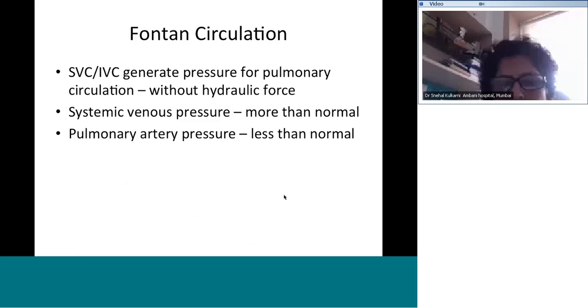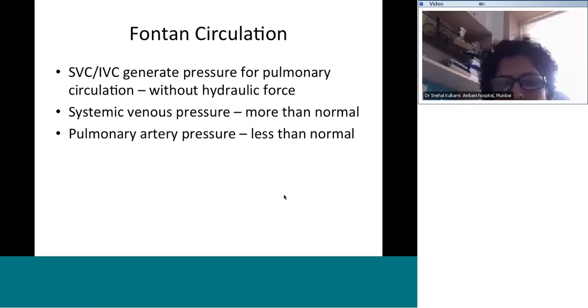So usually we need to generate a pressure in the SVC and IVC to push the flow into the pulmonary circulation, and it is done without a hydraulic force. Therefore, systemic venous pressure in Fontan circulation remains more than normal, because otherwise it can't force the blood into the pulmonary circulation without a hydraulic force. And therefore, systemic venous pressure remains a little more, but at the same time, pulmonary artery pressure remains less than normal. So these are the two things which keep on happening throughout life in patients with Fontan circulation.